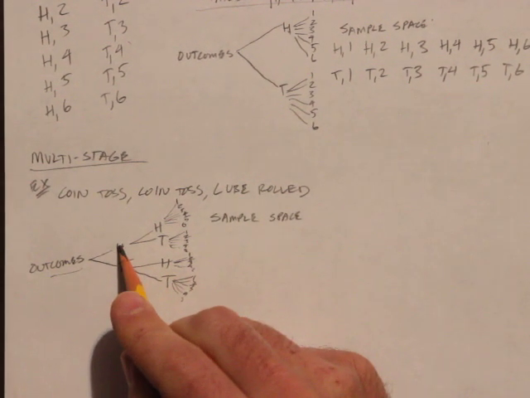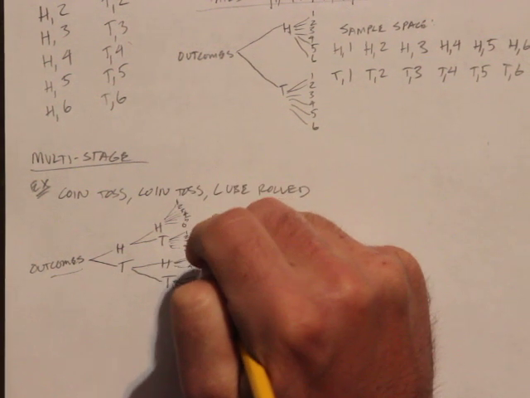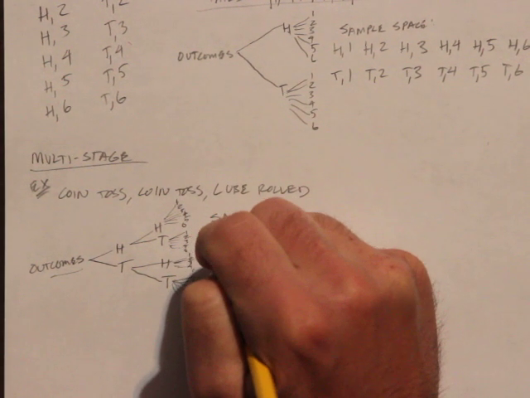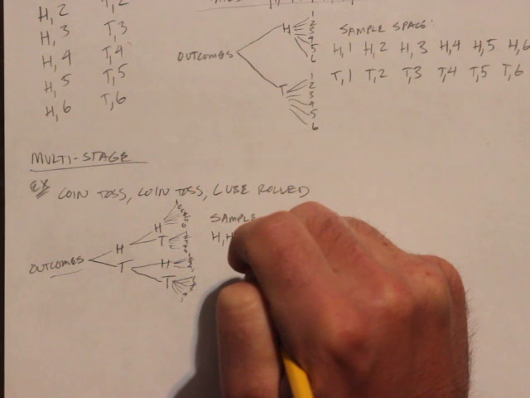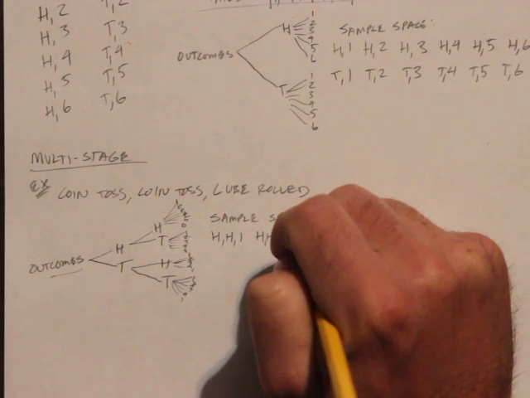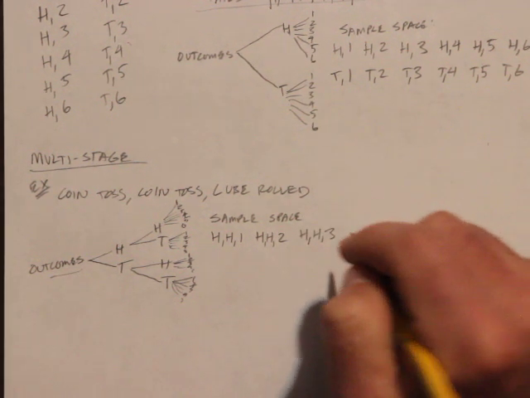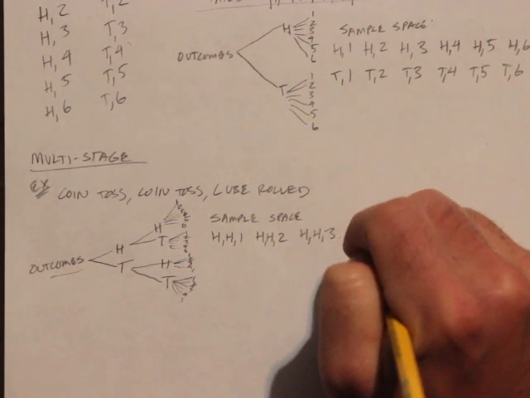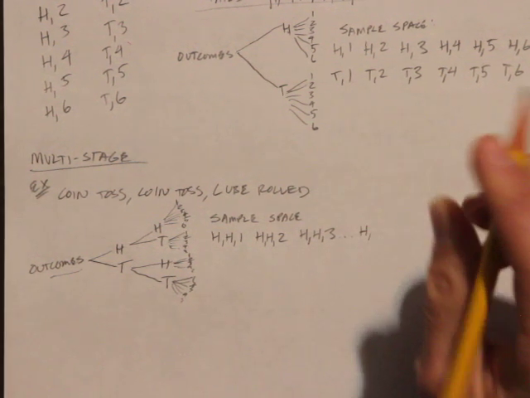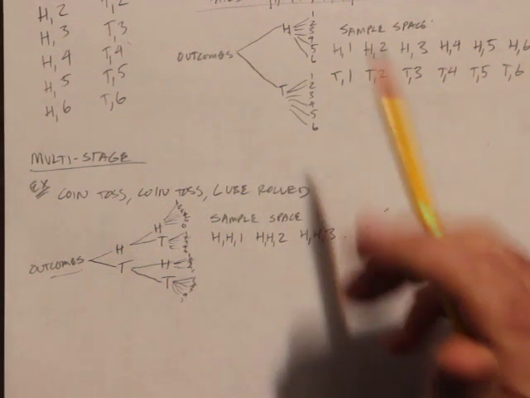I'm going to have heads, heads, 1, 2, 3, 4, 5, 6. So it goes heads, heads, 1, heads, heads, 2, heads, heads, 3, dot, dot, dot, all the way to tails, tails, 6.